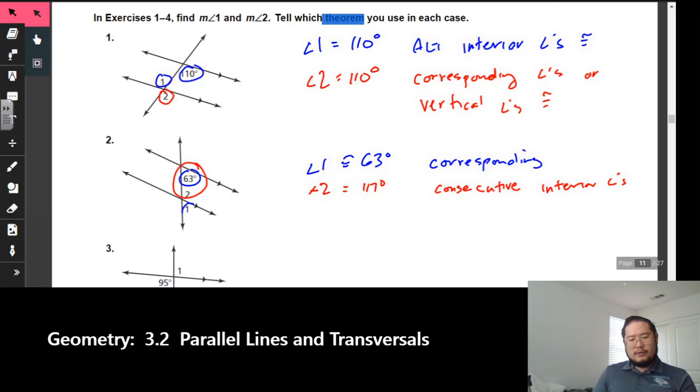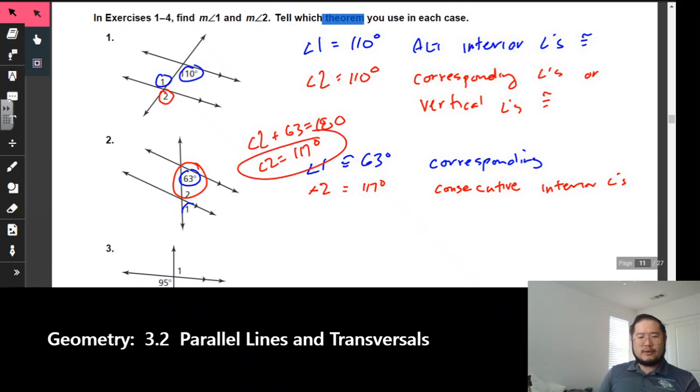But angle 2, let me go ahead and I'll put it right up here. Angle 2 plus 63 degrees is equal to 180. So if you go ahead and subtract 63 from both sides, you will end up with your 117. All right, so consecutive interior angles.